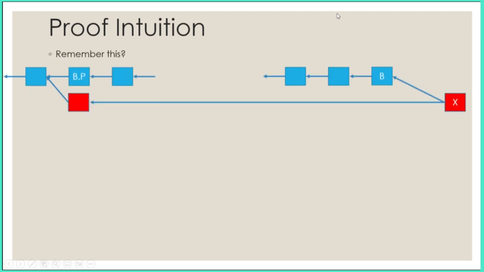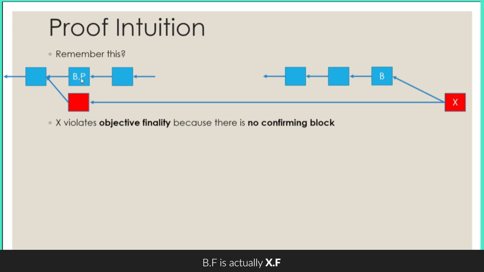So what's the intuition of this proof? Why are these rules correct? Remember this situation, right? This is not considered invalid. In this situation, X violates the objective finality because it points to this block here, which should be BF. It's on the anticone of BF. It's parallel to BF, and there is no conflicting block or any block along the way.